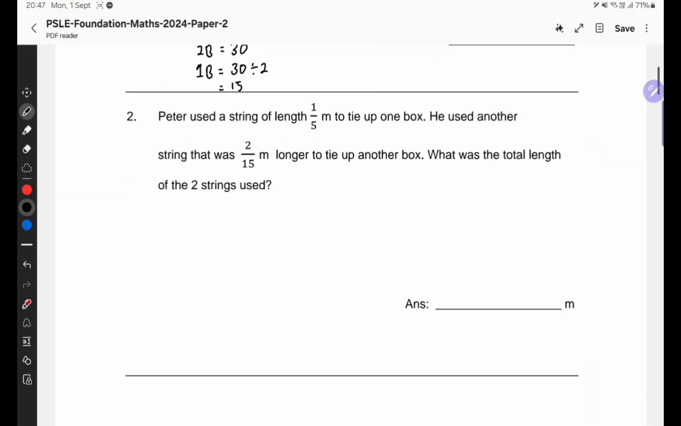Peter used a string of length 1/5 meter to tie up one box. He used another string that was 2/15 meter longer to tie up another box. What is the total length of the two strings used? So the first string, okay, is 1/5 meter long. Okay, and the second string is 2/15 longer than the first string. So it will look something like this, and another 2/15 meter.